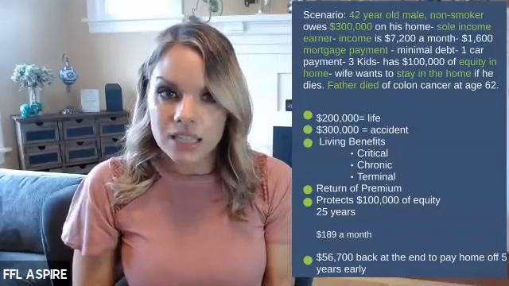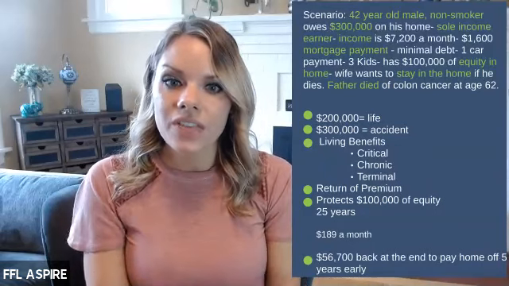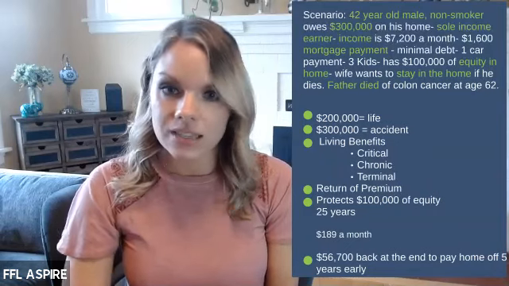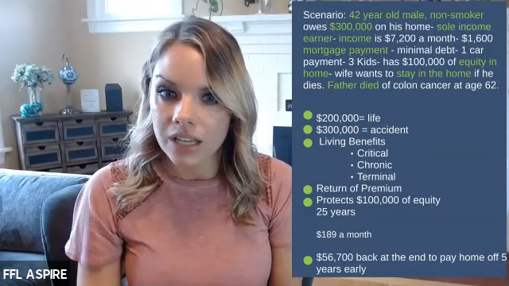So again, this is from all of my fact finding, okay? So he owes $300,000 on his home. His wife is not working, right? He's the sole income earner. They've got 3 kids. They've got good equity in their home.